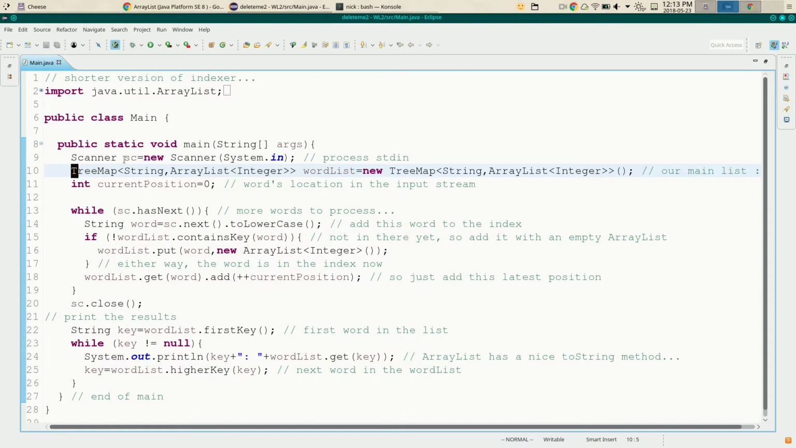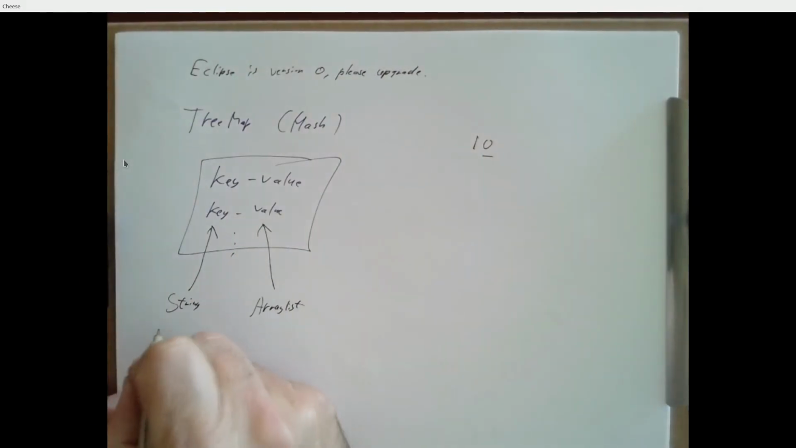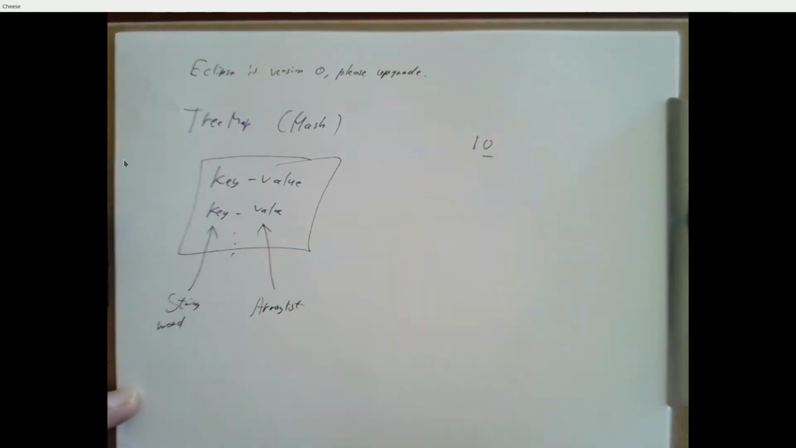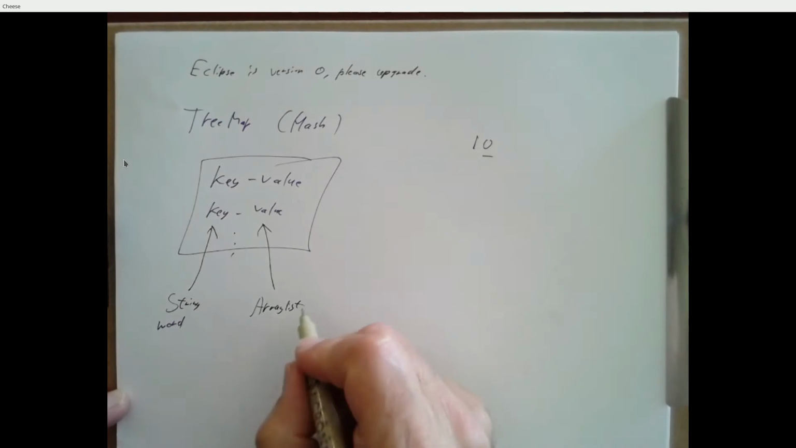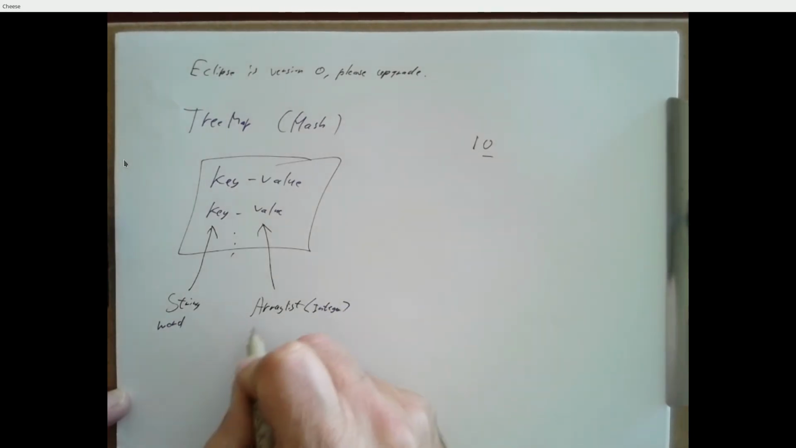So here we're saying we want to construct a tree map, a hash that can be sorted, where the key is a string and the value associated with a key is a linked list of integers. That's our position list. So the key is a string, that's the word we're trying to index, and the value associated with it is an array list of integers. That's our position list.